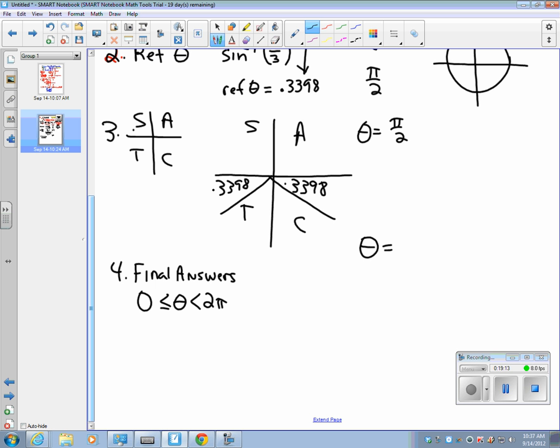Well, we did have theta as pi over 2. How do I get this answer? Yes, except instead of 180, we're now going to use pi, right? Because we're working in radians. Right? Does that make sense? So it's going to be pi plus 0.3398.